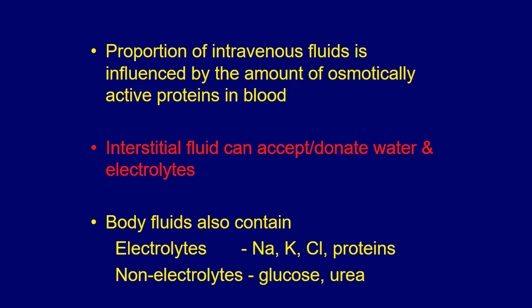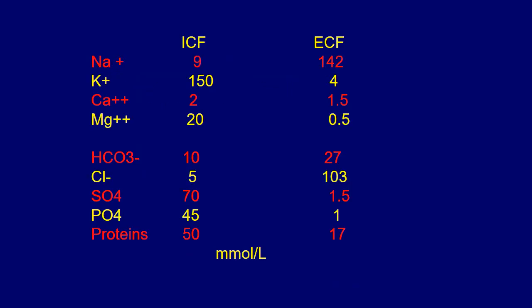Then the body fluids contain electrolytes like sodium, potassium, chloride, and non-electrolytes like glucose and urea. Now look at this chart to see the differences in electrolyte composition between intracellular fluid and extracellular fluid. Certain ions are more in extracellular fluid, like sodium, which has 142 in extracellular fluid versus 9 in intracellular fluid. Then chloride at the bottom, you can see again more in extracellular fluid.